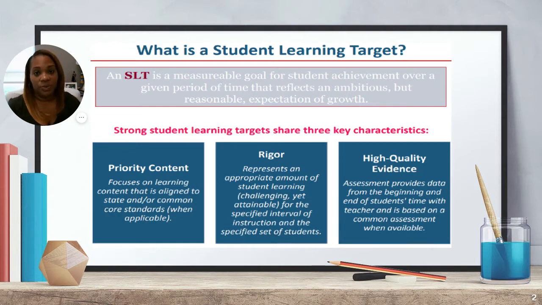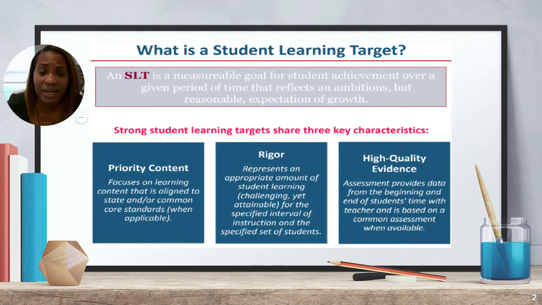The next area is rigor. How rigorous is it going to be? And at the same time, is it appropriate for your students? Is the amount of rigor that you're using appropriate, and is the goal attainable? So while we still want to make sure your content is rigorous, we want to make sure that the goals are attainable for your students.